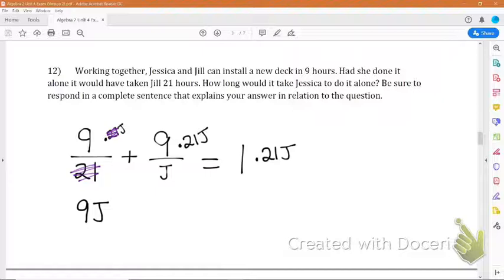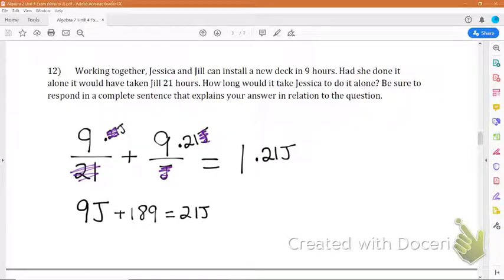For my second term, 9 times 21J divided by J, the J's cancel, leaving you with 9 times 21. 189. No J's in that term. Equals 21J.